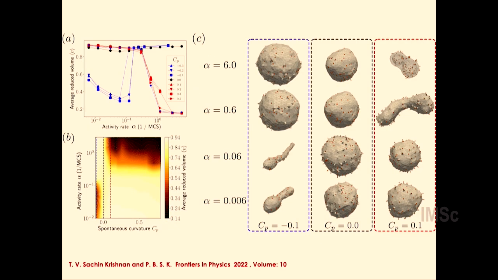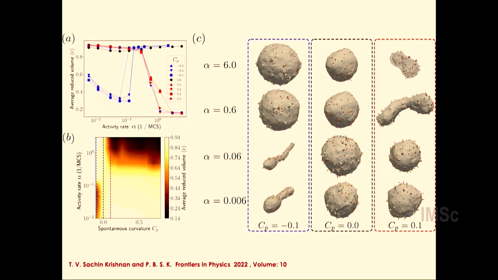Okay, so now this makes a big difference. If I look again at the relative volume, the reduced volume, you can see that all the blue curves are for negative curvature, and all the red points are for the positive curvature, and they have completely opposite effects. For a slow rate of activity with negative curvature, you have a deformed vesicle, and it goes back to a full vesicle as you increase the activity.